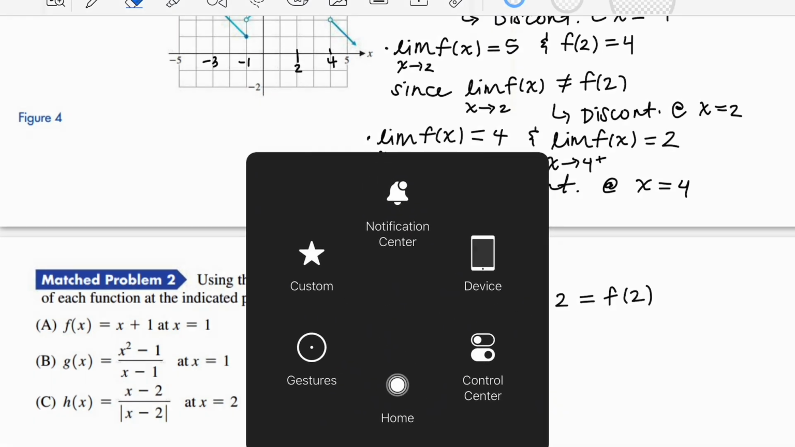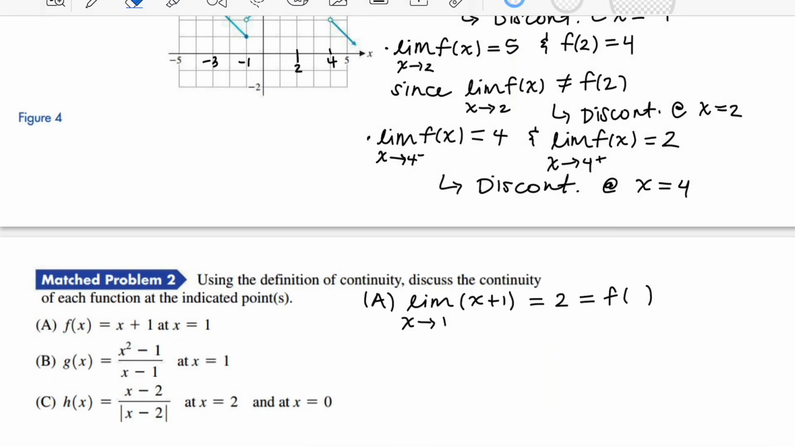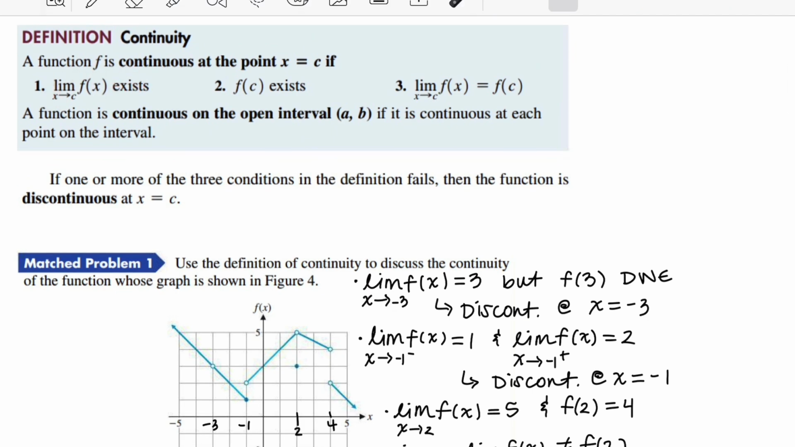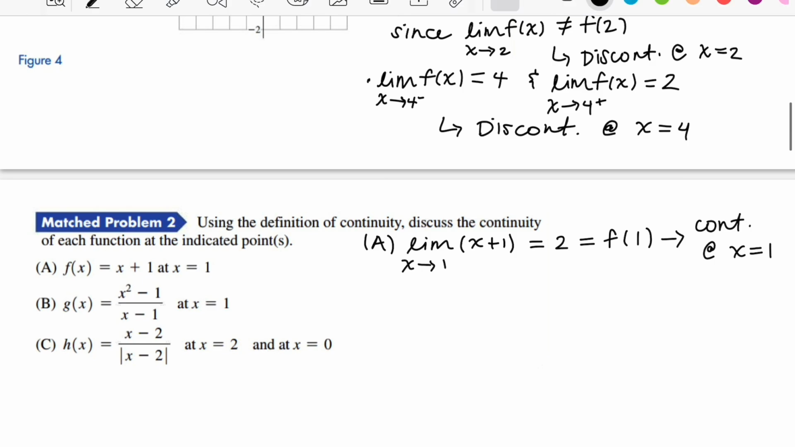Oh, sorry. This should be f of 1. When we plug 1 into our function, we get 2. And so this tells us that our function is continuous at x equals 1. All right, and that's because we satisfied the 3 conditions here. The limit exists, the function value exists, and they are equal. All right, let's look at B.